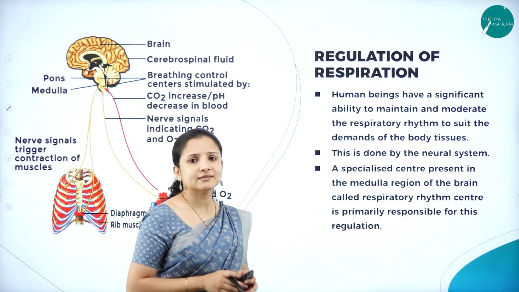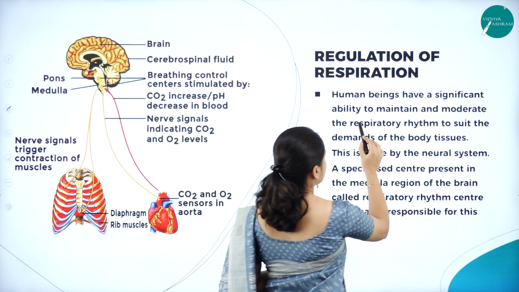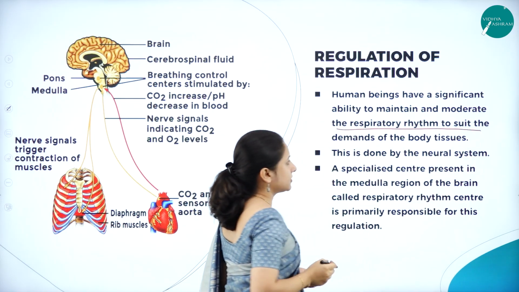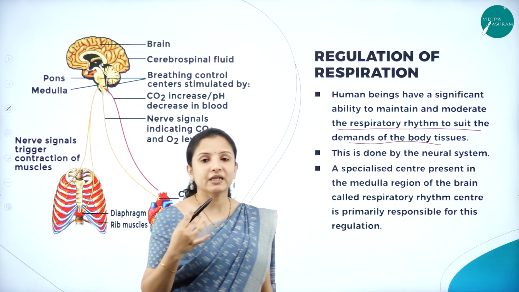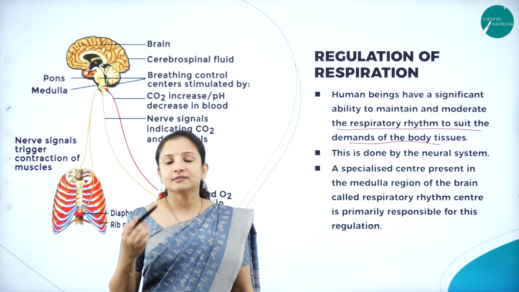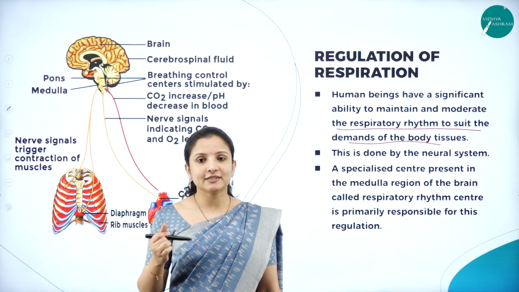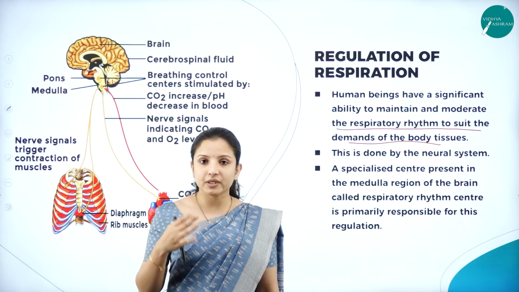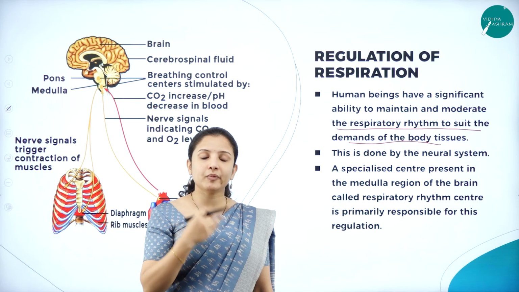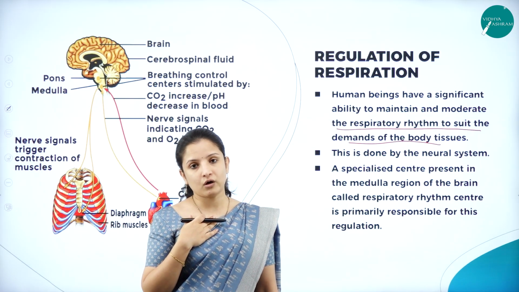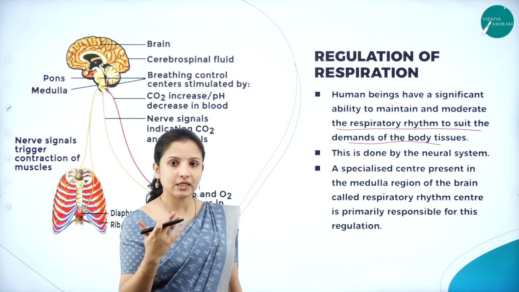So, human beings have a very significant ability to maintain and to moderate the respiratory rhythm to suit the demands of the body tissues. Sometimes our breathing is very fast, right? Sometimes our breathing is very slow. When we are doing an exercise, we can feel the breathing process rapidly increasing. So, that is how our body, depending on the amount of oxygen we want, responds or adjusts itself for the breathing process.